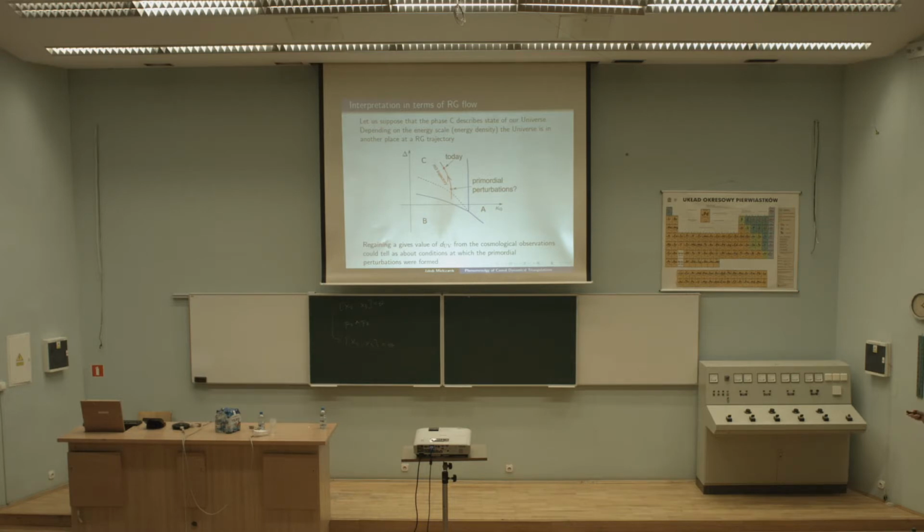Okay, good. So my initial expectation was that we live somewhere here at the phase diagram, and then we observe the perturbations which were formed somewhere else in the early universe, and from the point of view of the renormalization group flow, we have some particular path which is chosen by nature. We are here, and we observe primordial perturbations which were formed somewhere at the larger energy scales, at larger temperatures.